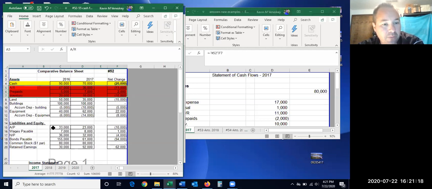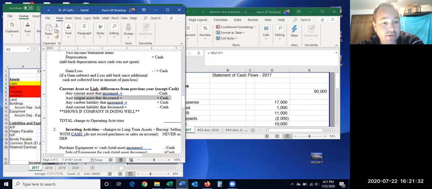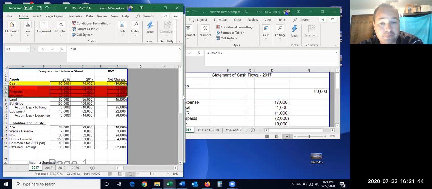So let's do the accounts payable. My accounts payable went from 33 down to 23. And hopefully the only reason that it went down is because I paid off my bill. And if I paid off my bill, that means my cash went down. This solidifies that here: if your current liability goes down, that means you lost money because you paid it off. You paid off your bill.